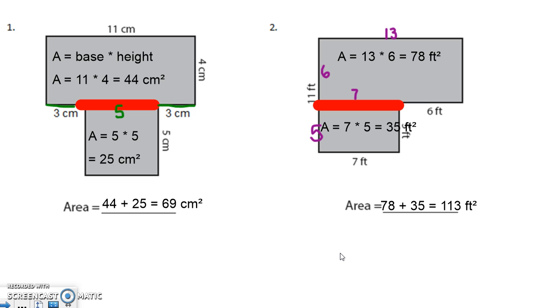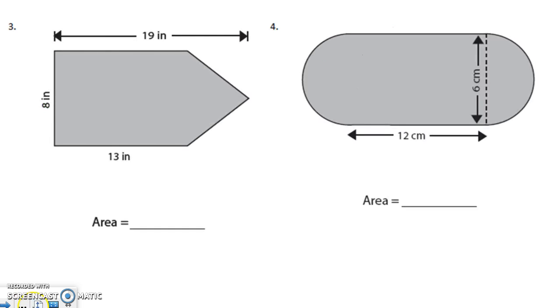And that would be your answer. So that's what they look like when you maybe have rectangles and squares. So that's examples 1 and 2. Example 3 has a rectangle and a triangle.